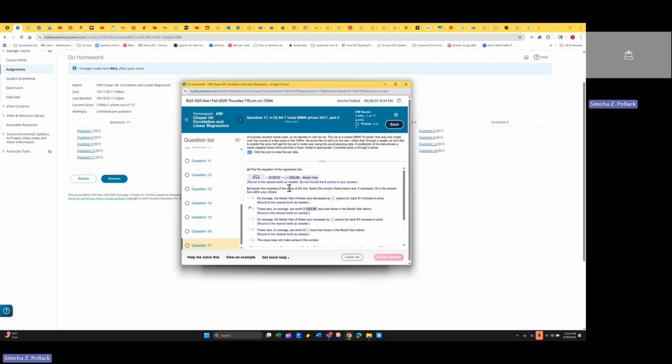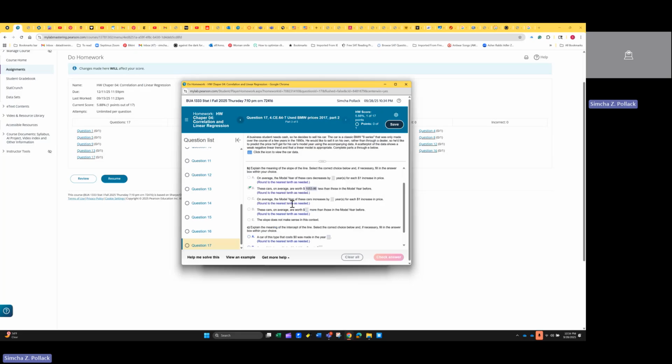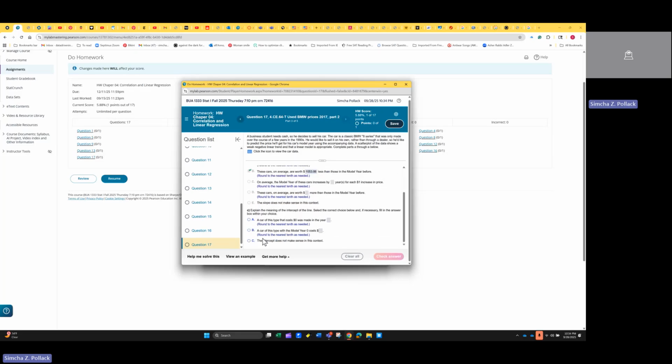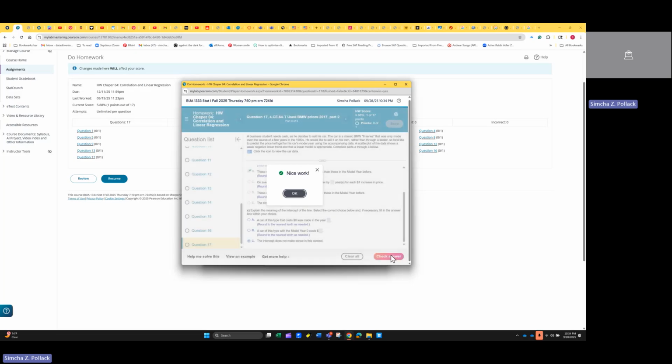Okay, next, explain the meaning of the intercept. Well, the intercept represents if the model year is 0, which of course makes no sense because there are no cars in the year 0, then the price of the car would be 2,116,000, which may be right if you could find a car that old, but doesn't really make any sense in this context. So the answer is does not make any sense. Sometimes it does, but most of the time it doesn't.